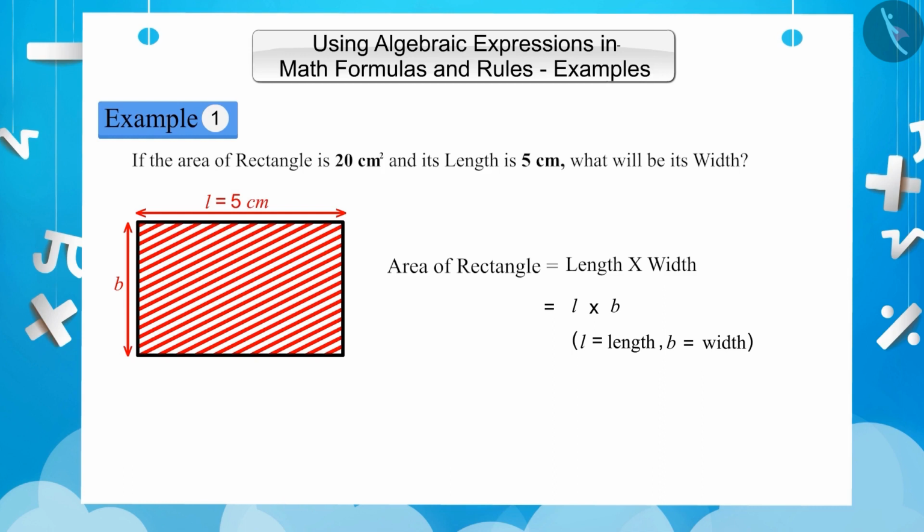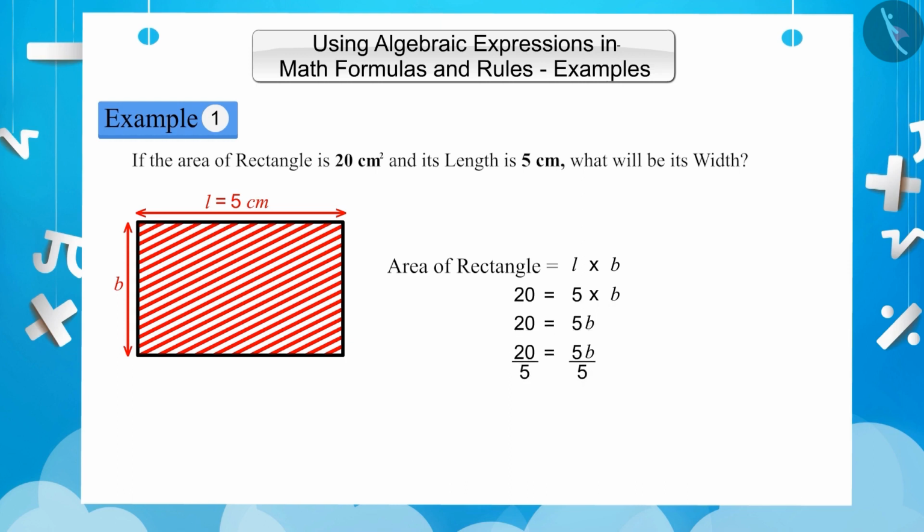As we have just seen, the area of the rectangle is L multiplied by B. That is, 20 is equal to 5 times B. Now we will get 20 is equal to 5B. Now we will divide both sides by 5. 20 by 5 is equal to 5B by 5. That will get us 4 is equal to B. Hence, the width of this rectangle will be 4 centimeter.